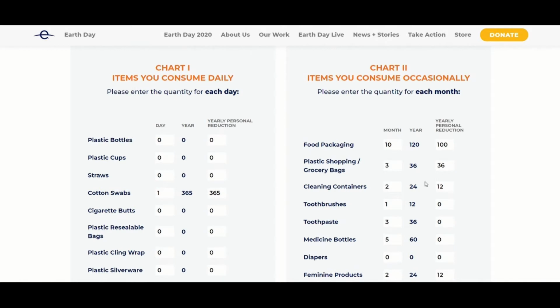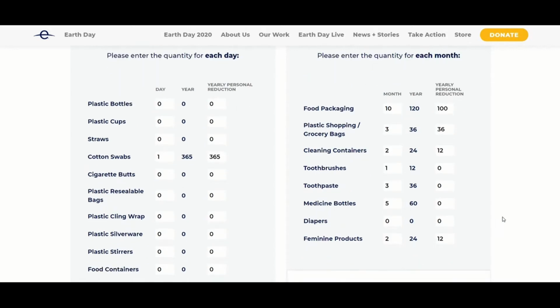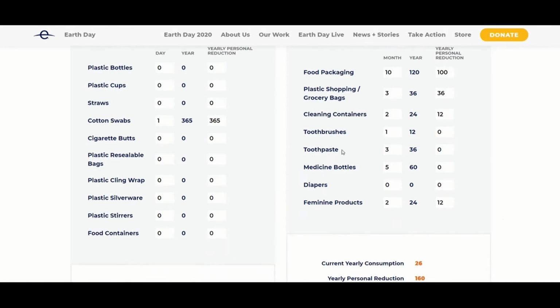But if you look down, there are a couple things that I really don't think I'd be able to cut out. And for that, that would be toothbrushes and toothpaste. Now, I have a lot of health problems in my mouth, and so I have to use an electric toothbrush.